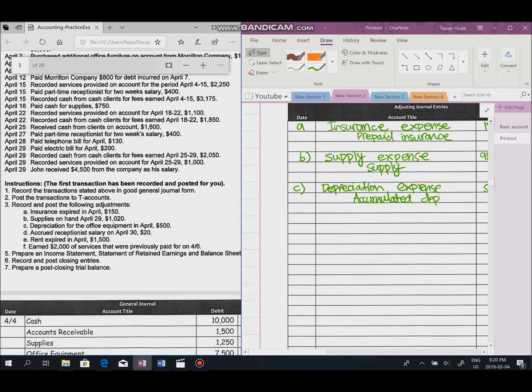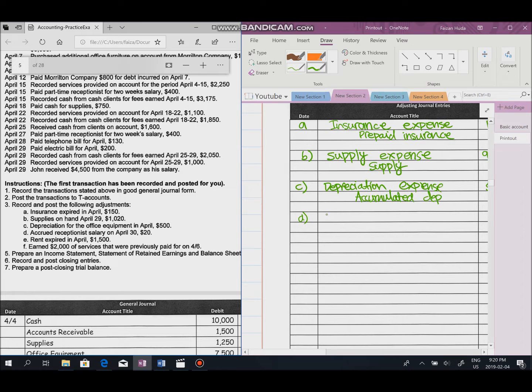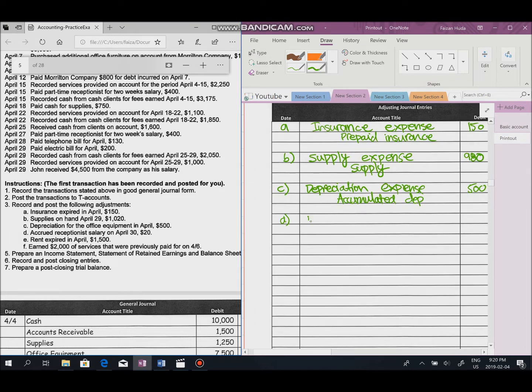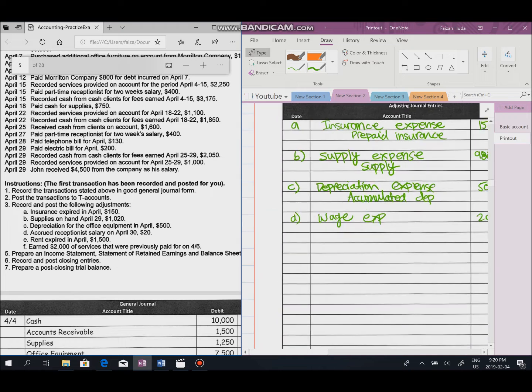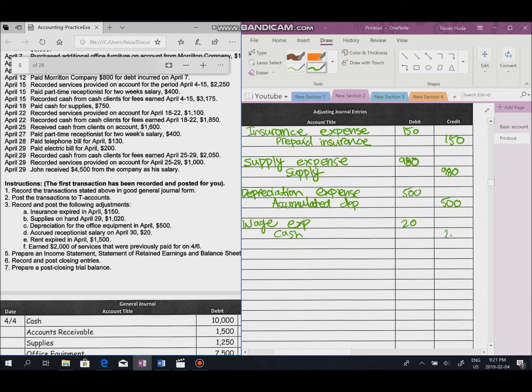Doing adjusting entry number D. You accrued receptionist salary on April 30. So you basically owe your receptionist $20, which means your wage expense went up by 20. I'm just going to write short form for time's sake. I'm pretty sure this video is pretty long by now. And cash will go down since, as I already said 100 times before, cash is going out.